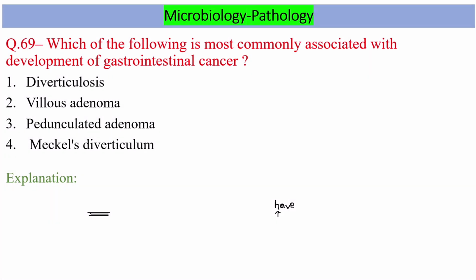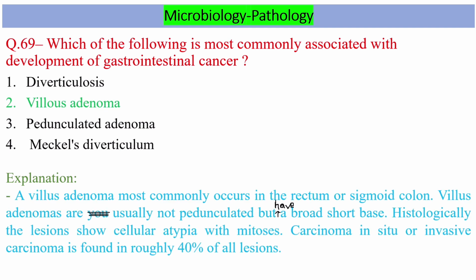Which of the following is most commonly associated with development of gastrointestinal cancer? Diverticulosis, villus adenoma, pedunculated adenoma, Meckel's diverticulum. Correct option is villus adenoma. A villus adenoma most commonly occurs in the rectum or sigmoid colon. Villus adenomas are usually not pedunculated but have a broad short base. Histologically, the lesions show cellular atypia with mitosis. Carcinoma in situ or invasive carcinoma is found in roughly 40% of all lesions.